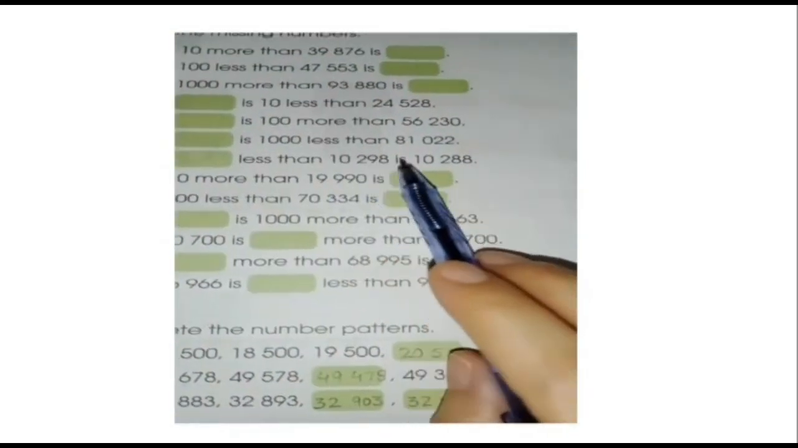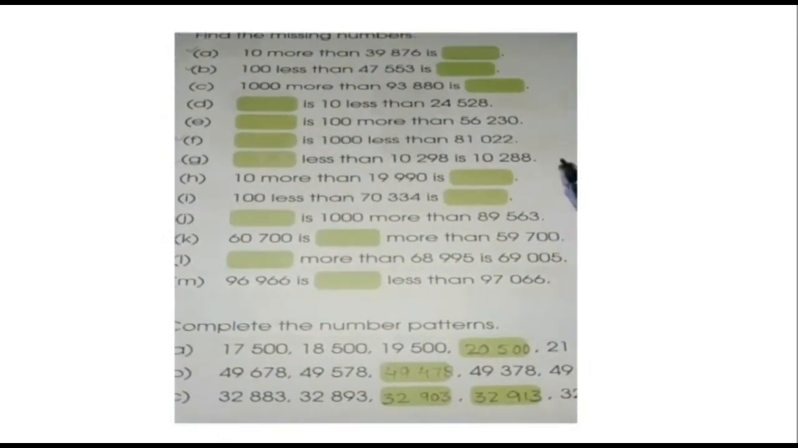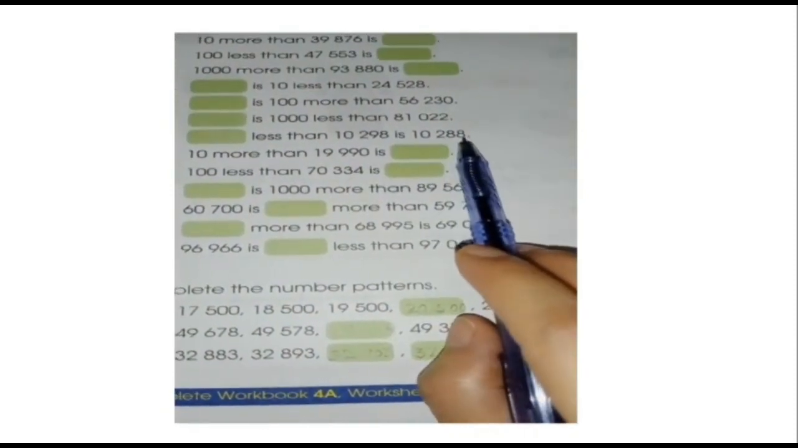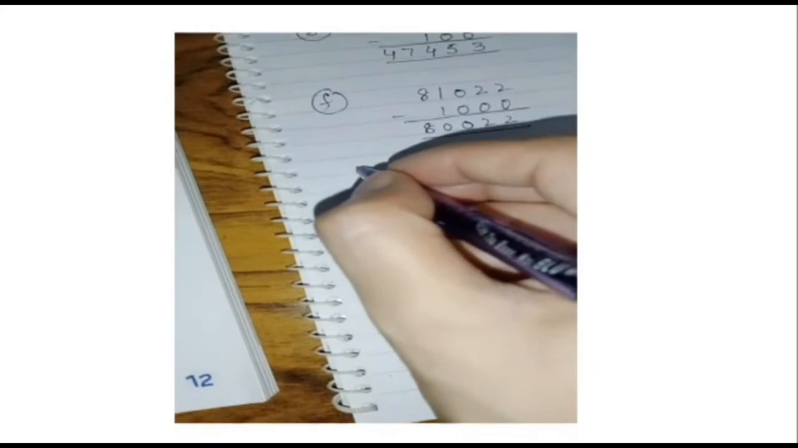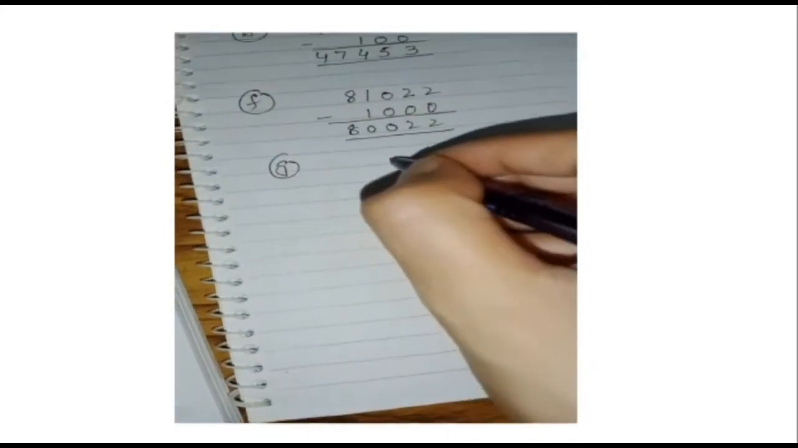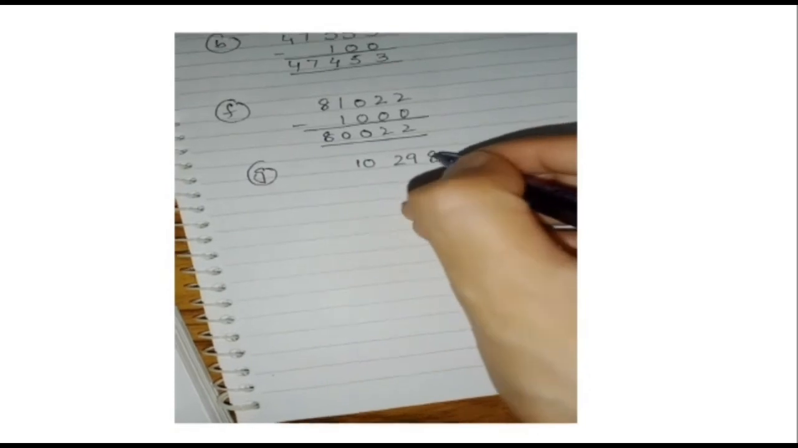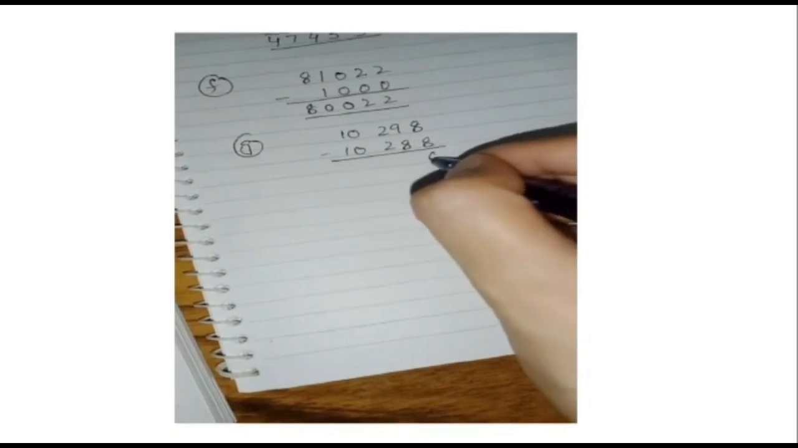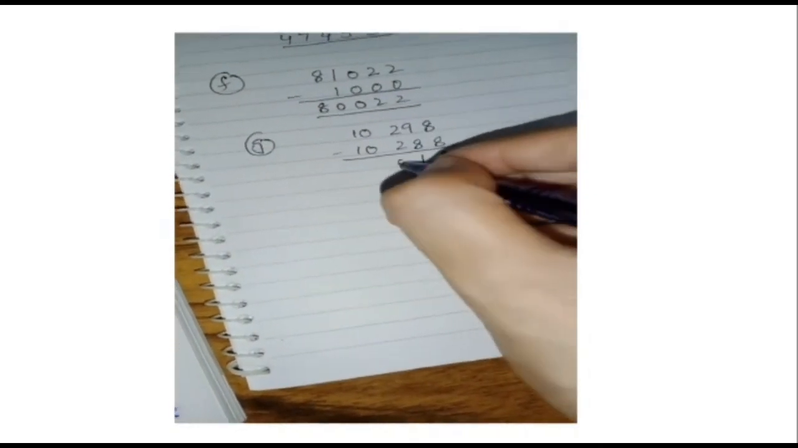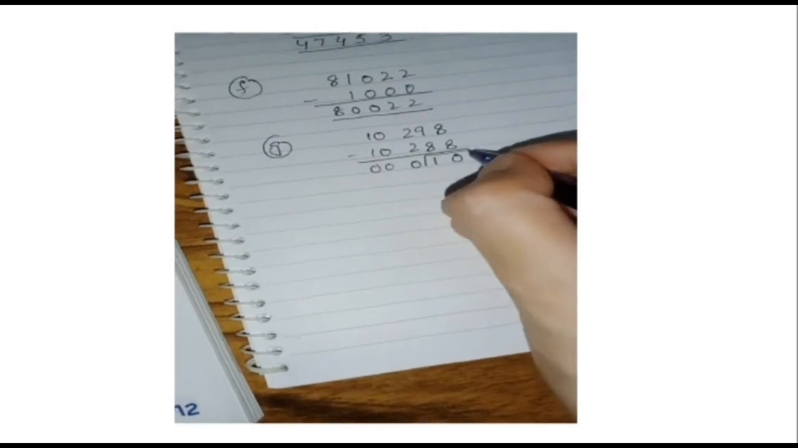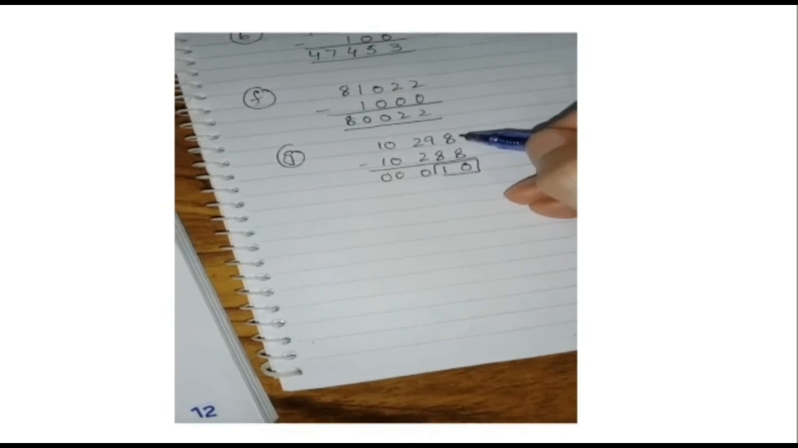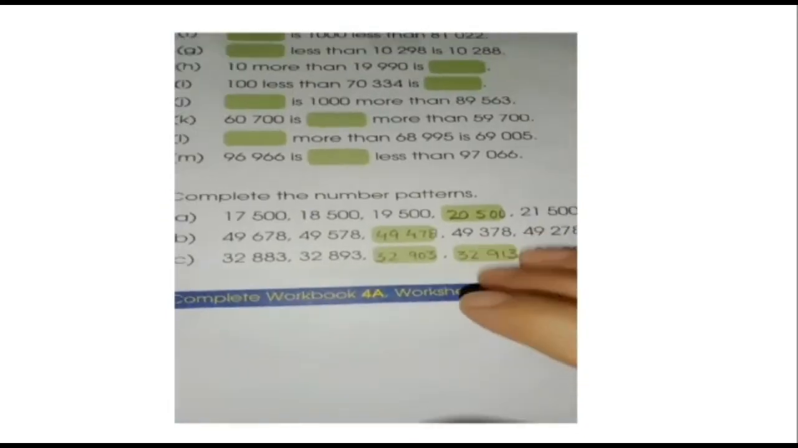Okay, now let's move to part G. Dash less than 10,298 is 10,288. यहाँ पे आपने बताना है कि 10,288 is how much less than 10,298. So let's check it by doing subtraction again. 10,298 minus 10,288. So 8 minus 8 is 0, 9 minus 8 is 1, 2 minus 2 is 0, 0, and then 0. So 10,288 is 10 less than 10,298.